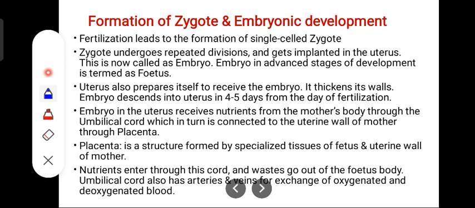Now zygote formation already we have discussed, which is a single cell. Now the zygote develops into the embryo by continuous mitotic division and the embryo is implanted. So during this process, during the menstrual cycle, the uterus prepares itself to receive the embryo. उसका जो एंडोमेट्रियल लाइनिंग होता है वो ठीक होता जाता है. और याद रखो बच्चों, एम्ब्रियो डिसेंड्स इनटू यूटेरस इन 4 to 5 days फ्रॉम द डे ऑफ फर्टिलाइजेशन. फर्टिलाइजेशन होने के बाद 4 to 5 days के बाद वो यूट्रस तक पहुंच जाता है एंड 7th day में वो आकर इम्प्लांट हो जाता है यूटेरस में.